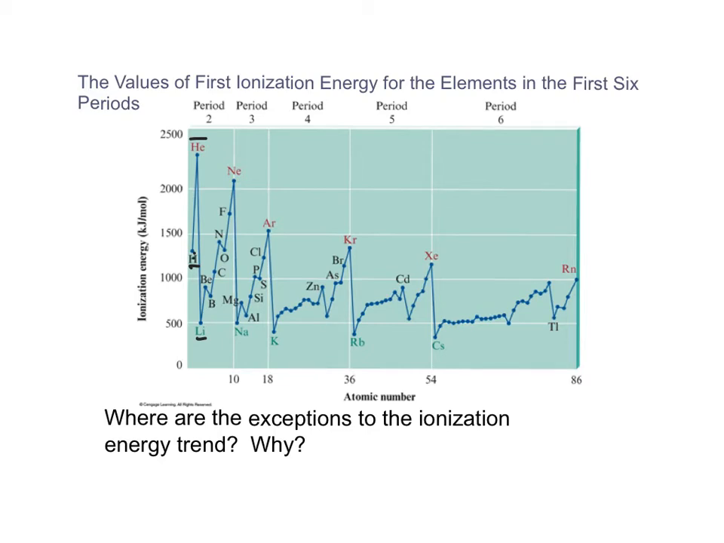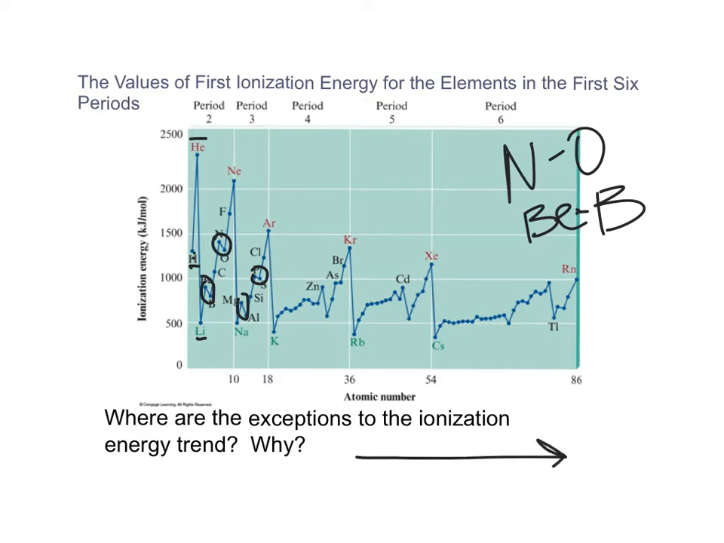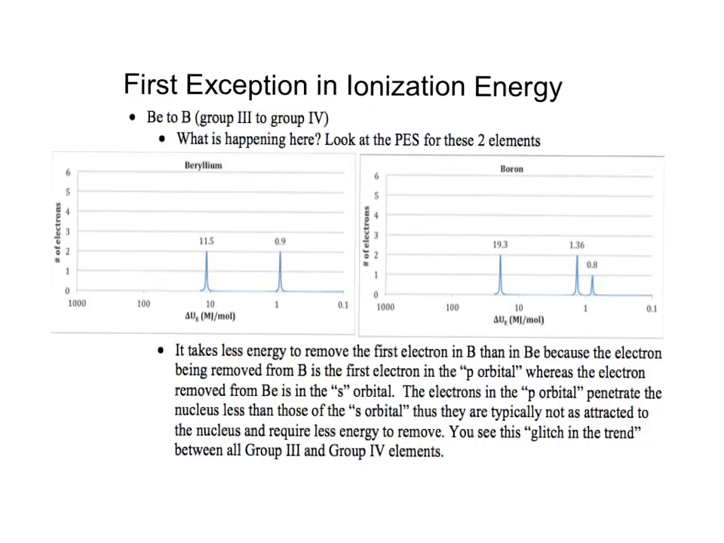But if you look, do you see how we have these little dips here? The trend doesn't just go increase straight across. We have the dips here again. All right, so these are exceptions that happen between the nitrogen and oxygen family and between the beryllium and boron family. You do need to know those exceptions and why. So normally, as you go across the table, ionization energy increases. Not in these two spots, though. We get little dips, and we're going to talk about those dips.